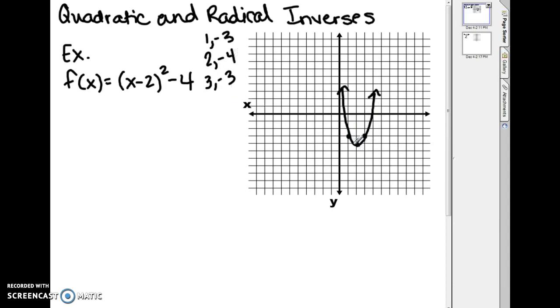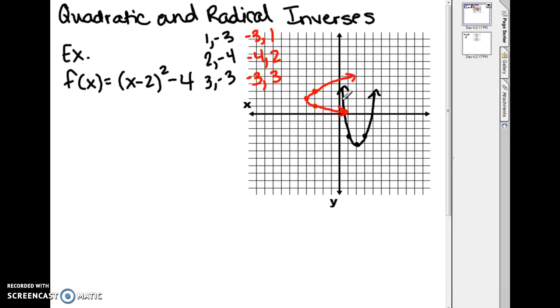So now that I have these 3 points, to find the inverse, I'm going to do it in a different color. I'm going to flip these. So now it's going to be this. I'm literally just switching x and y. So I have negative 3, comma 1, negative 4, comma 2, and negative 3, comma 3. So now this is my new parabola. So now it's going sideways. So this would be the inverse of that graph.